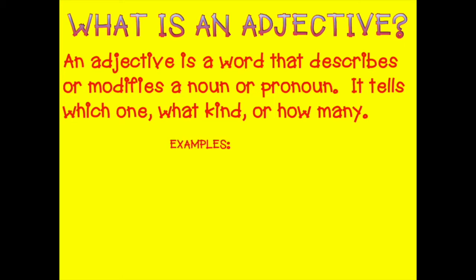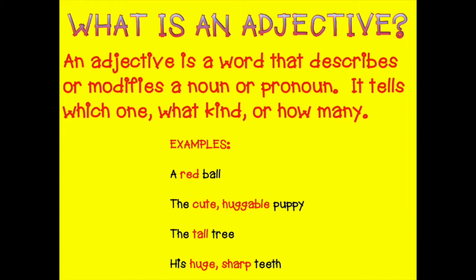Here's some examples. A red ball. The adjective is red. It describes the color of the ball. The cute, huggable puppy. This one has two adjectives. Cute and huggable describe the puppy. The tall tree. Tall is the adjective as it describes the tree. His huge, sharp teeth. Teeth has two adjectives to describe it, huge and sharp.